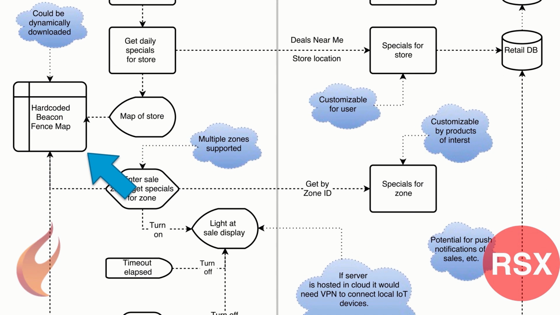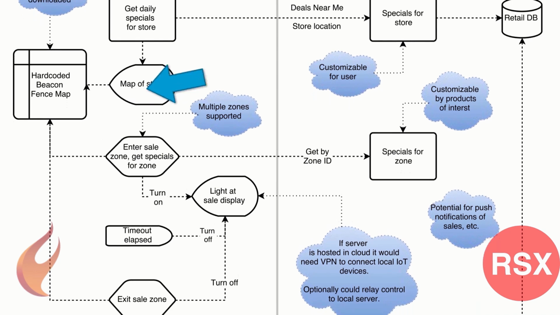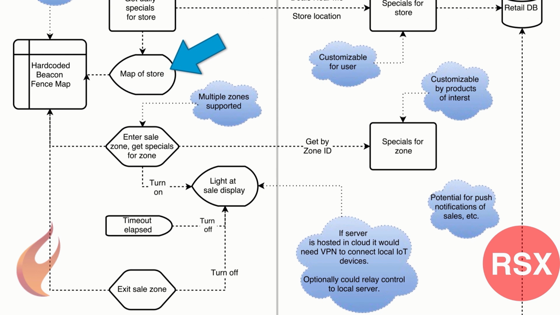The application has a beacon fence map embedded in it. In this case, we're using a hard-coded map, but that map could easily be downloaded when the user connects to include updates to reflect changes in the store, or if the user is visiting a store they've never visited before and that was perhaps created after the app was released. That can be downloaded dynamically. So now the user could use this as a map of the store to help them navigate the store and find the products they're looking for.